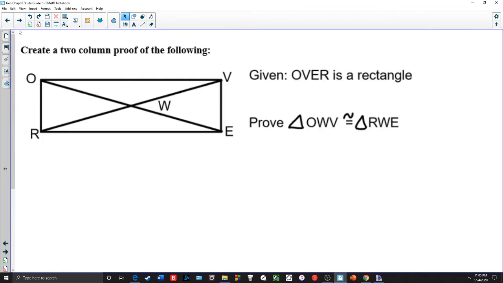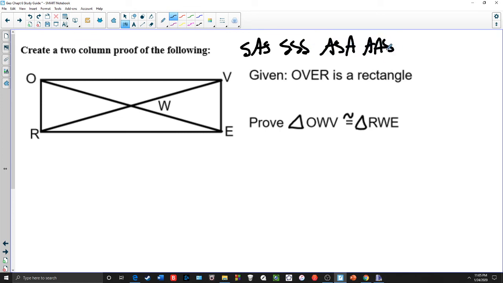And then lastly, we have the proof. So once again, for a proof of triangles, you're trying to match up as many congruencies as you can get. So you can get a side angle side, or side side side, or angle side angle, or angle angle side, or HL. Those are your goals. You're trying to end at one of these 4 spots when you're trying to prove triangles congruent. Let's quickly mark what triangles we're looking at first. So OWV, that's this top one, and RWE, that's this bottom one. So these are the 2 triangles I'm going to focus on.